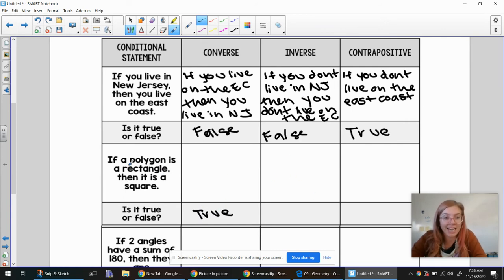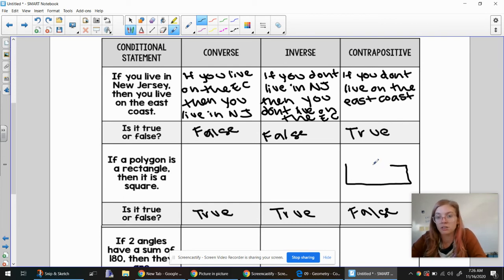The inverse is going to add nots. So if a polygon is not a rectangle, then it is not a square. That is also true, because in order for it to be a square, it also has to be a rectangle. The contrapositive, if a polygon is not a square, then it's not a rectangle. That's false, because it could look like this and be a rectangle but not a square.